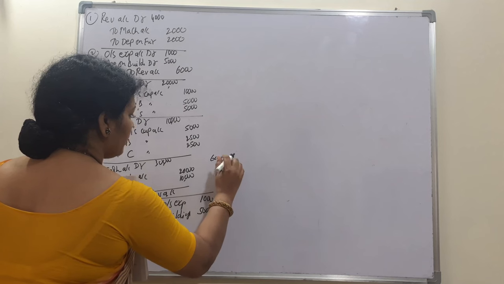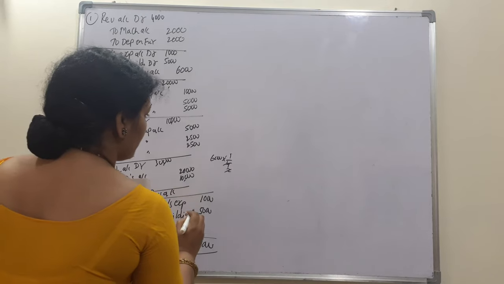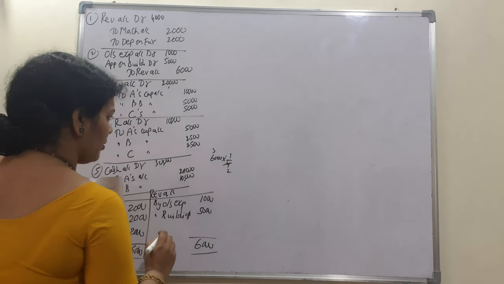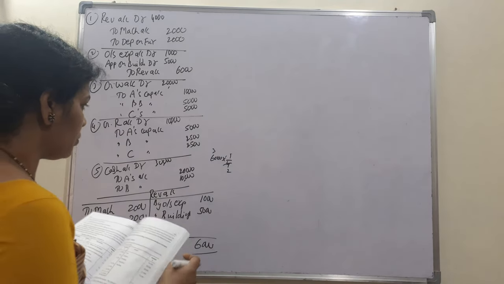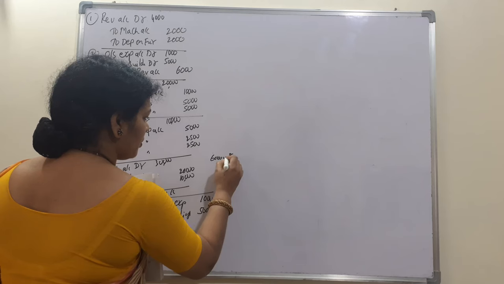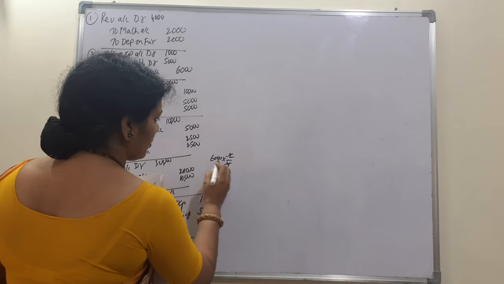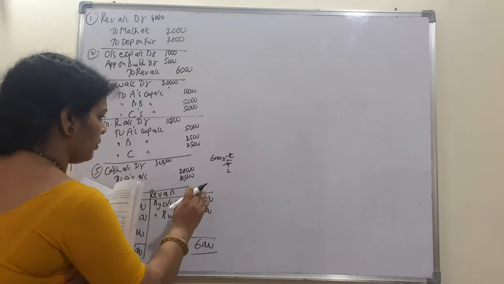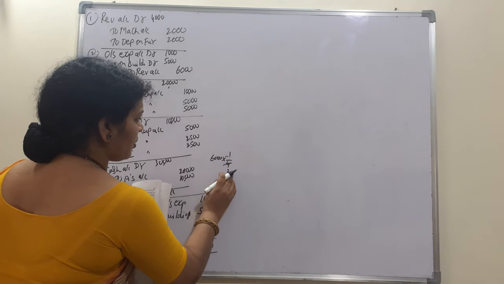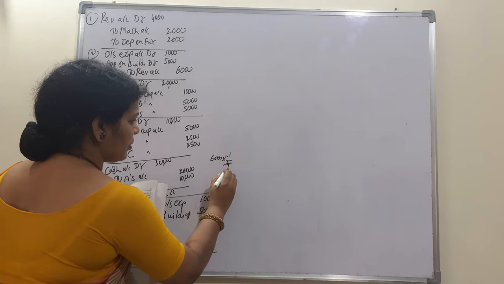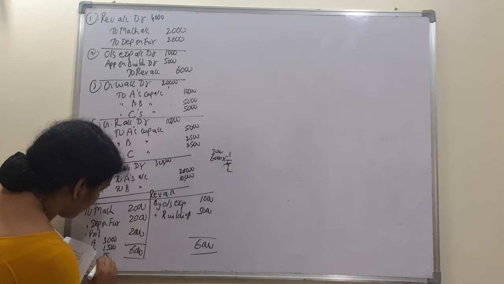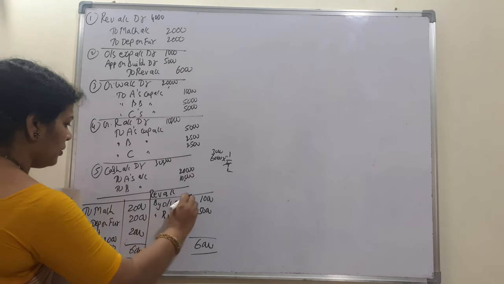And if it is 1... first one is 2:1:1, no? So 2 by 4, 2 by 4 means 2. First one. And if it is 1 by 4, 1,500. So this is over, revaluation account.